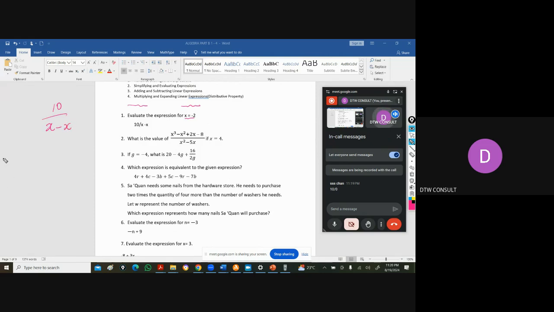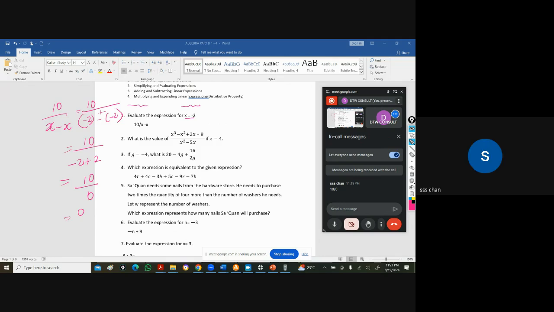Do you see that? So from here you do 10, x is negative 2. So you put here negative 2 minus a parenthesis negative 2. So from here you have 10 divided by negative 2. This negative will multiply this negative to give you positive. So you have positive 2. So finally you have 10 divided by negative 2 plus 2. It's a 0. So our answer here will be 0. Do you see that, Ali?